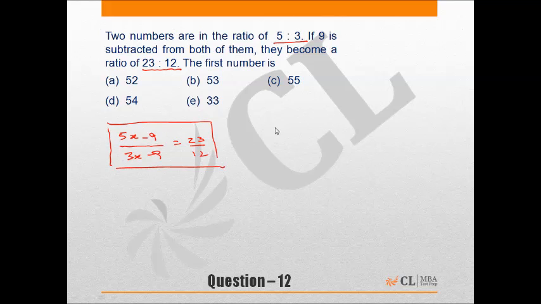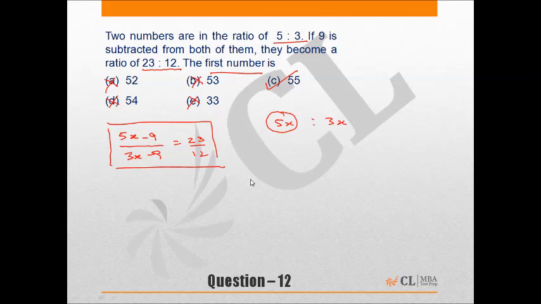The moment you say let the numbers be 5x and 3x, you mean the first number should be a multiple of 5. If the first number has to be a multiple of 5, then choices A, D, B and E, which are not multiples of 5, are incorrect. Hence the correct answer has to be choice C, 55. You really did not need to do anything else in this particular question.